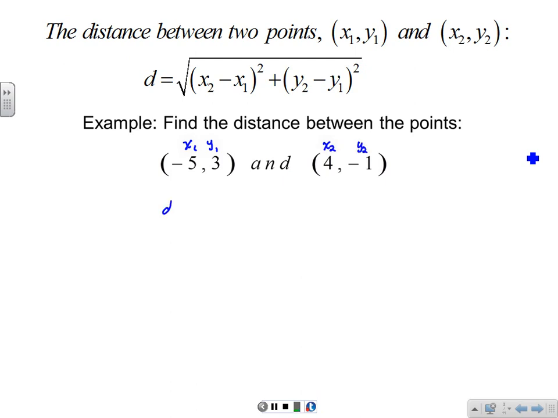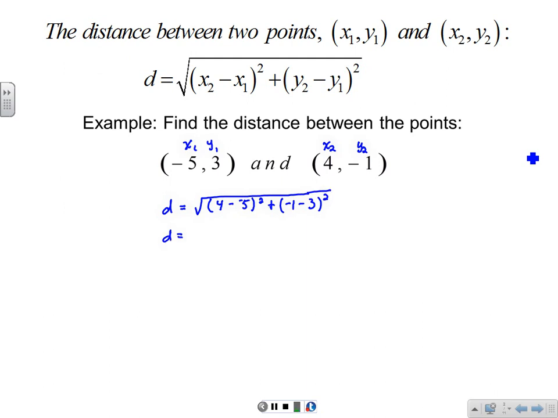And so we have distance is equal to the square root of the number that represents x2, which is going to be 4, minus x1, which is a negative 5, so we'll have double negatives there, quantity squared, plus y2, which is going to be a negative 1, minus y1, which is going to be 3, quantity squared. So from here we're just going to do the math.